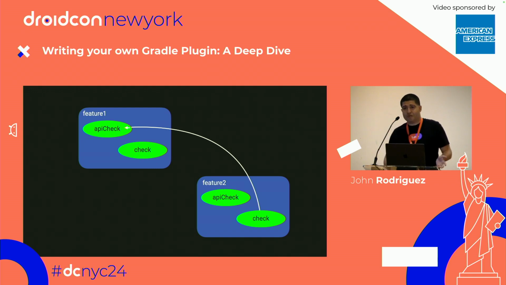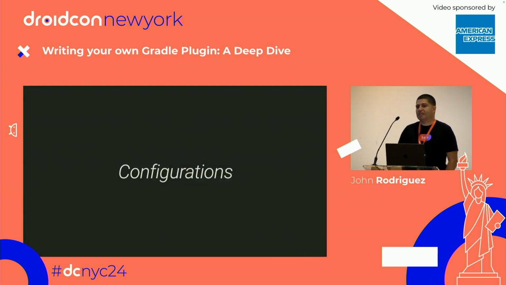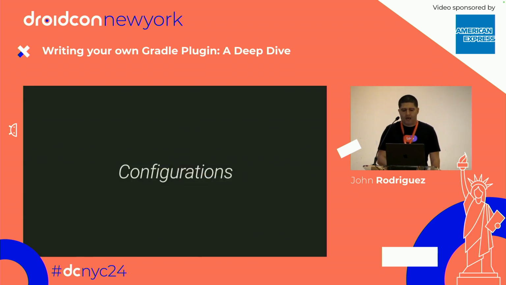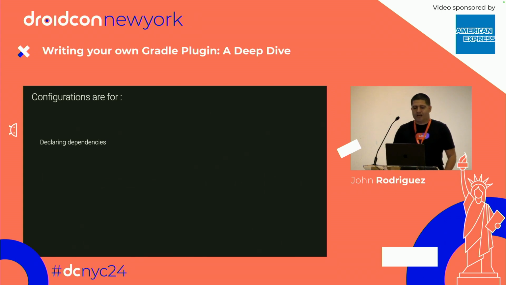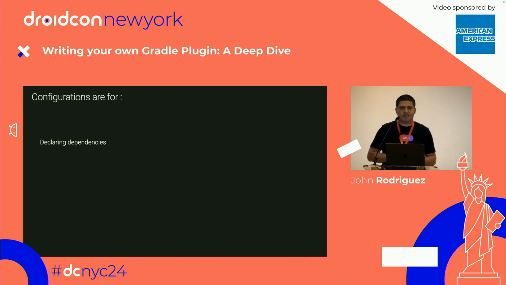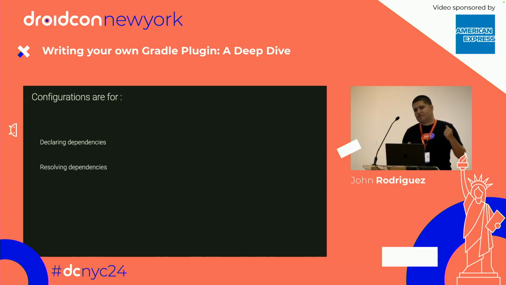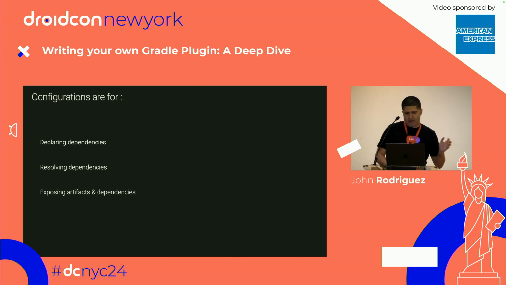Okay, so then how do we do it? This is where the talk gets really deep. We have to understand what configurations are. Configurations kind of serve 3 purposes, and they're all similar, but they're not. So let's just talk about them. The one that we all know is declaring your dependencies: API, implementation, compile only, that's what we know them for. They're kind of also used to resolve dependencies, and I'll talk more about that.